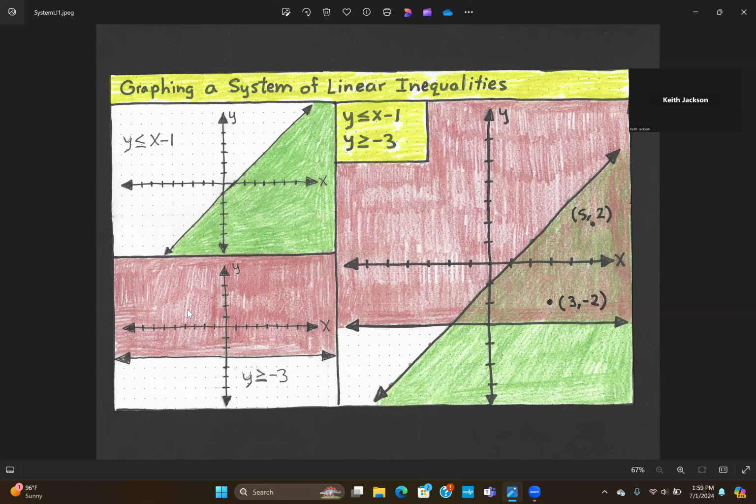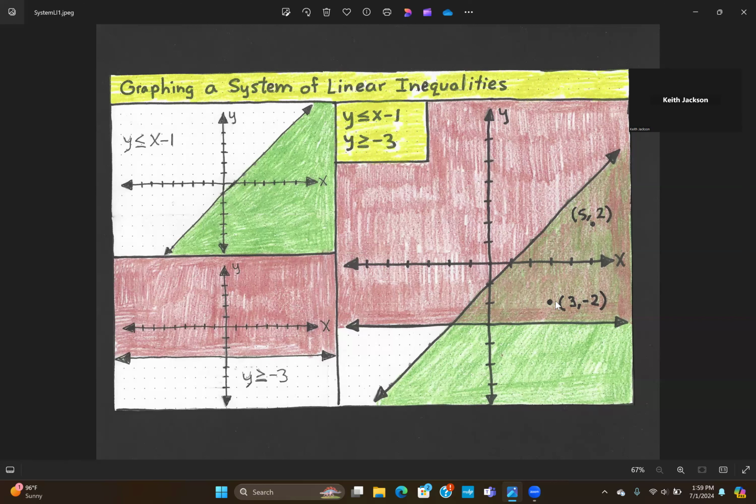Now what we're going to do is marry the two inequalities. And so now we have this right here. We have our green, in which we made y is less than or equal to x minus 1, and we made all of this green right here. And then we're going to superimpose y is greater than or equal to negative 3. And so now we have it. And guess what? We have a mixture of green and red right here.